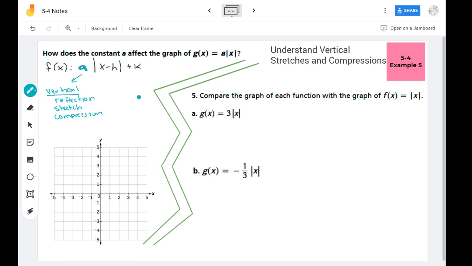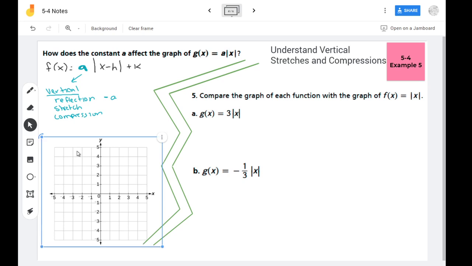So you have a reflection when you have a negative number for a. So this negative 1/3 that you see here is going to cause a reflection, which is just where the graph flips upside down.